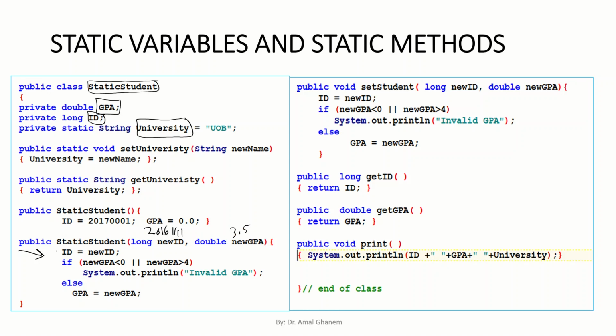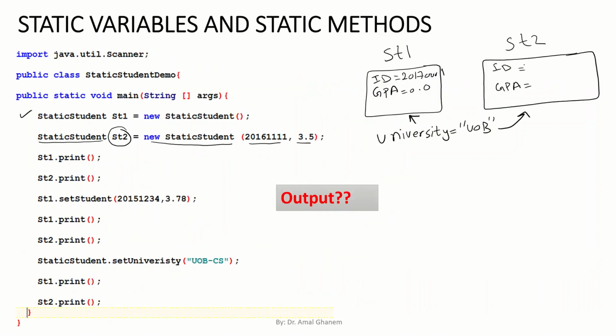Now it says ID should equal the new ID. So go to your ID, it should equal 2016 ones. Go and check the new GPA. The new GPA is 3.5. Is 3.5 less than 0 or greater than 4? It's not. So I will go to else, and GPA should equal 3.5. So it means my object will have the following values: it will be initialized to 2016 ones, and the GPA as 3.5, which means now we are done with this.